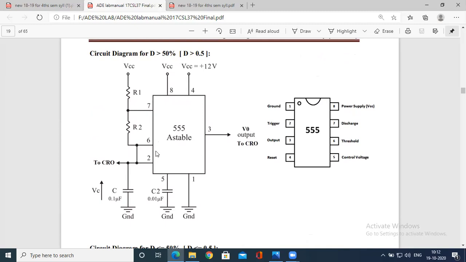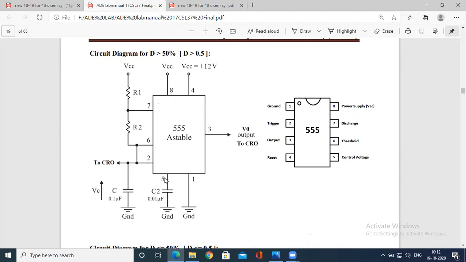The circuit connection is very simple. Pins 4 and 8 are connected to the DC voltage, pin 7 through a resistor to VCC, the same DC voltage. So 6 and 7 are connected with the resistor R2. Pins 2 and 6 you can short, and one terminal is connected to the CRO. Another terminal is connected to the capacitor, 0.1 microfarad. The other end of the capacitor is grounded.